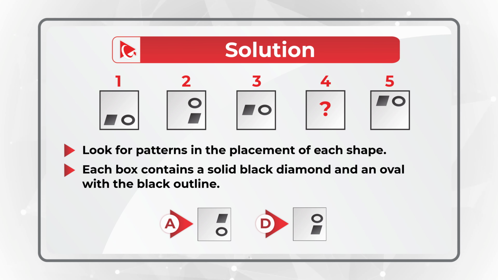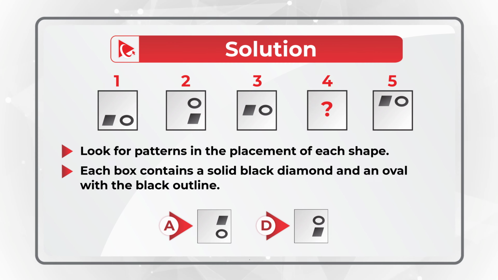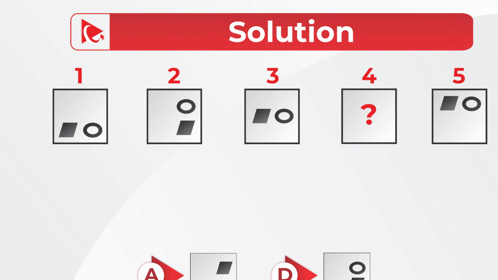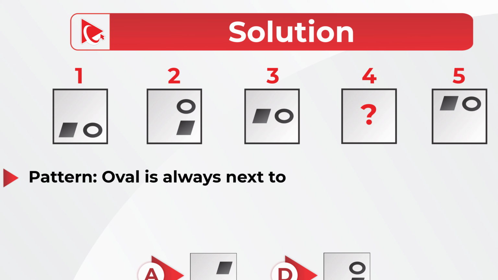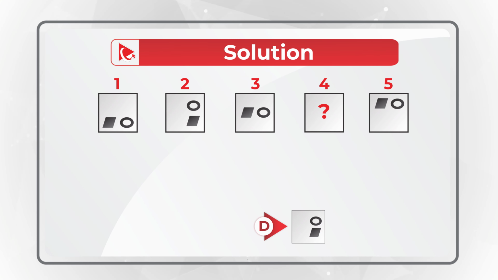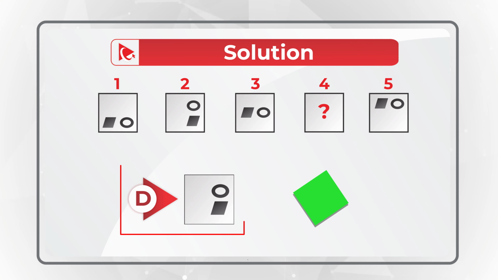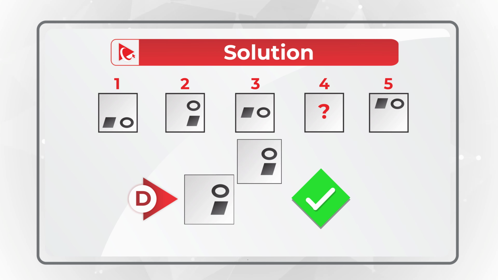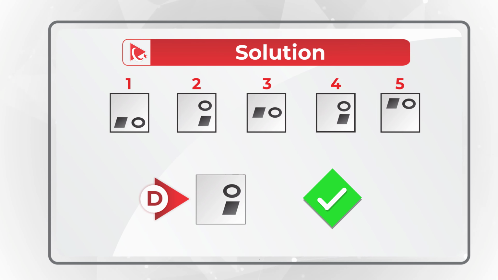To solve this puzzle and get to the correct solution, we need to detect the second pattern. And the second pattern is that oval is always next to the diamond, either to the right of the diamond or on top of the diamond. Based on this information, the correct choice here is choice D. Hopefully you've nailed this question and now know how to answer similar problems on the test.